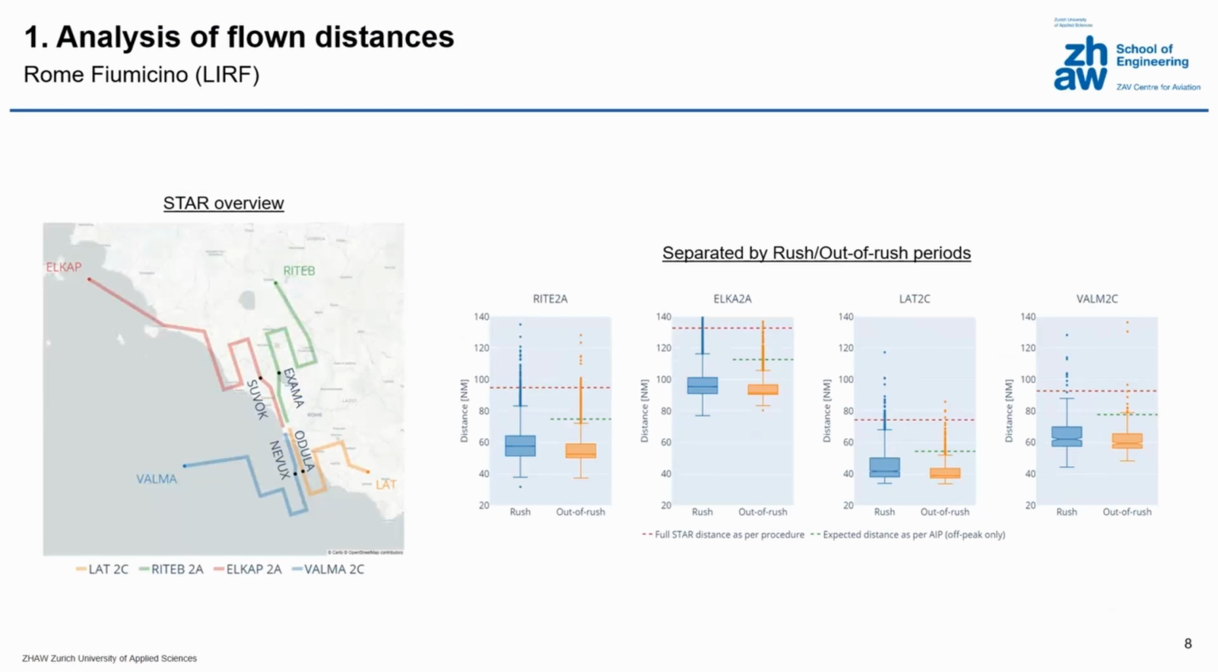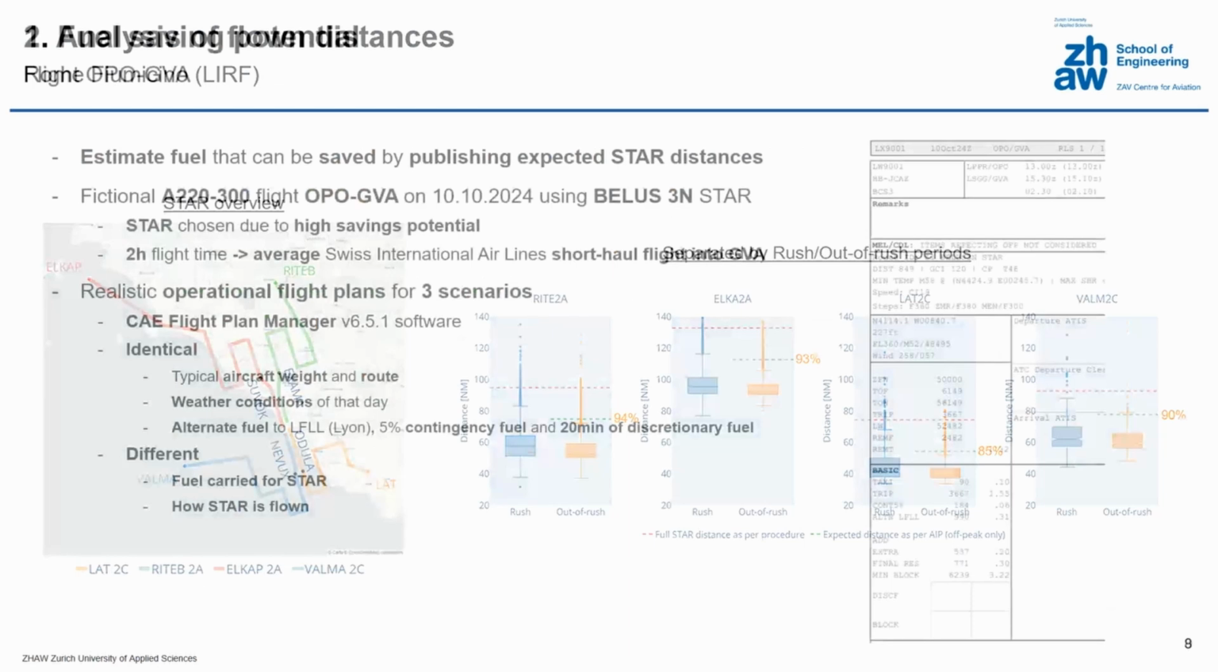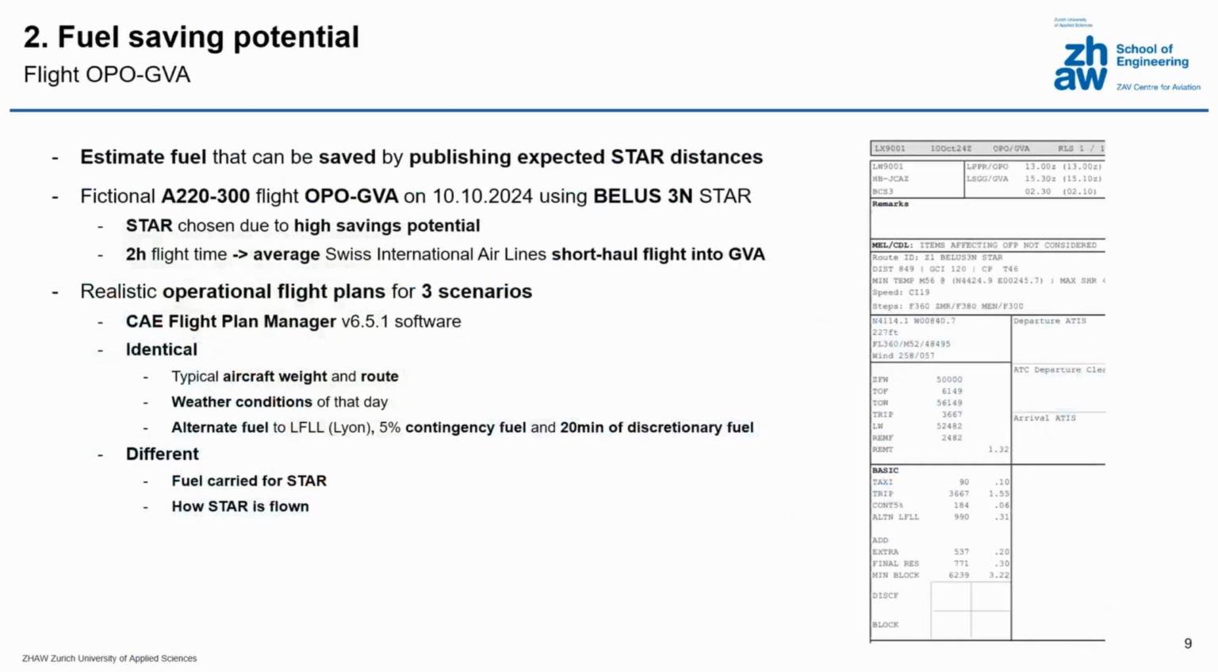And when only considering the out-of-rush hour periods during which the expected distances are valid, we see again that the expected distances correspond to the 94th, 93rd, 85th, and 90th percentile. So again, a somewhat similar overall picture. So this first part has already clearly shown that there seem indeed to be some discrepancies between the full star procedure distance and the ones that are actually flown.